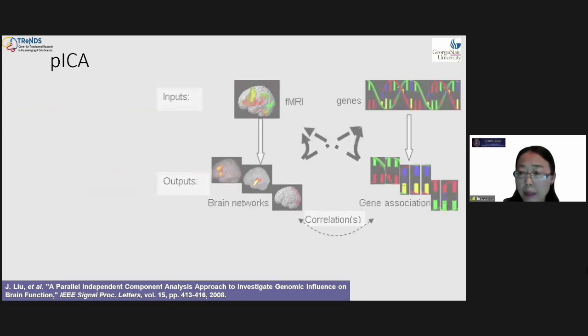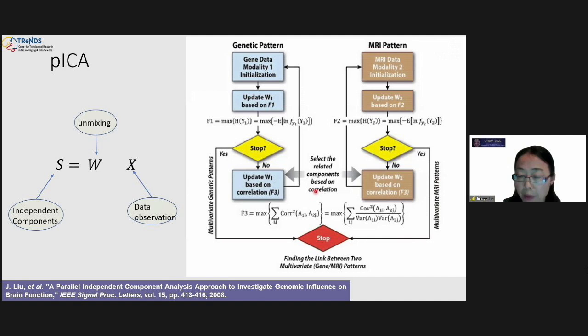Mathematically, ICA is implemented within this platform. First, ICA: S equals WX. X is our observations, the voxels or SNPs across subjects. S is the hidden independent components. The ICA algorithm tries to extract the W matrix, a linear matrix which produces maximally independent S. There are different ways to get W. Parallel ICA is based on Infomax, which maximizes an entropy term in order to maximize independence.